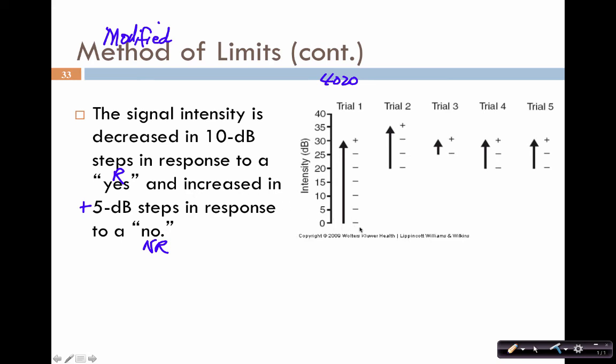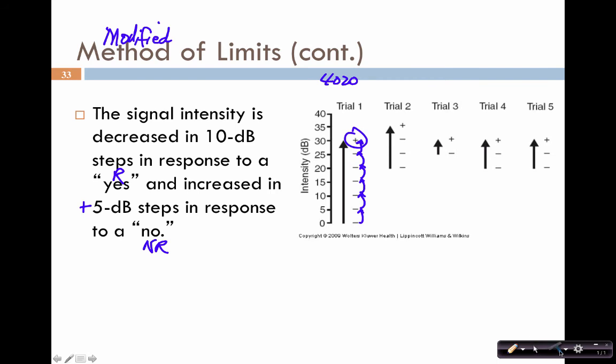So what does the procedure say we do? We increase it to 5 decibels. What happens at 5 decibels? No response. What does the procedure say to do? You increase it by 5. We go to 10 decibels. What happens? No response. What do we do? Increase it by 5. We go to 15. We present it. No response. What do we do? You increase it by another 5. You go to 20, they don't respond. You go to 25, they don't respond. Finally, you increase it by 5 to 30, and what happens? The person responds at 30.